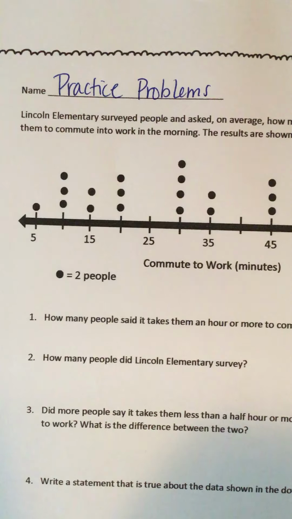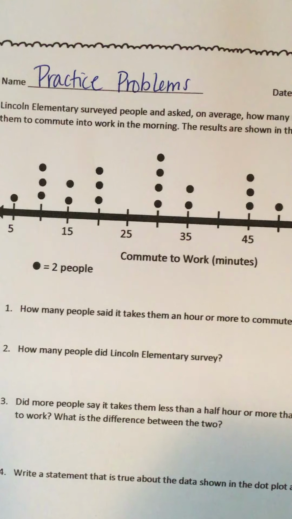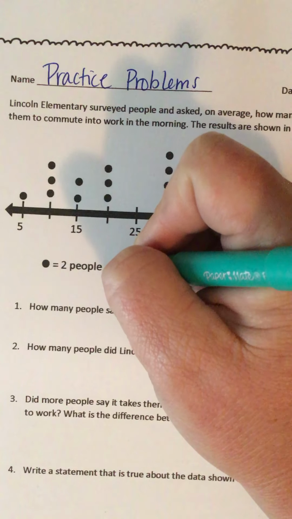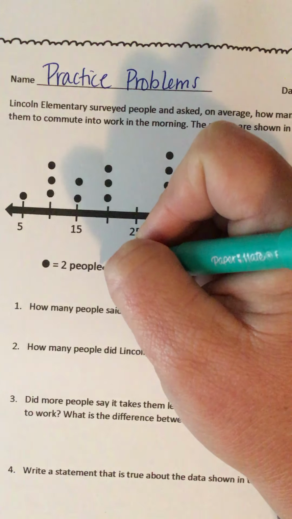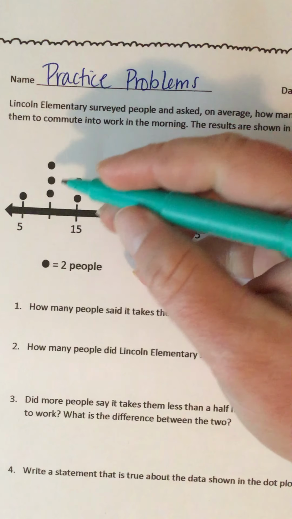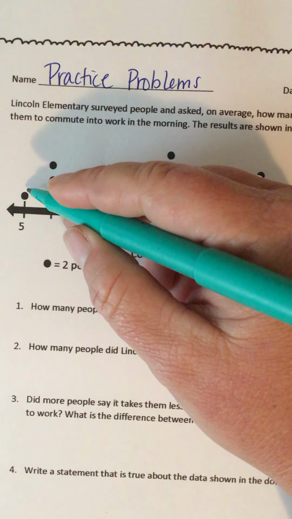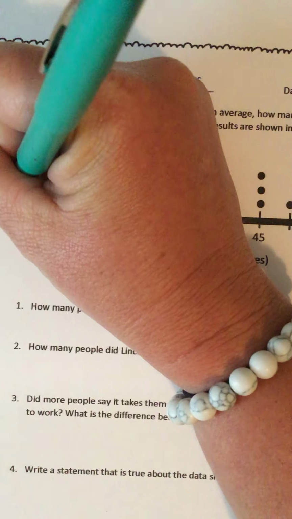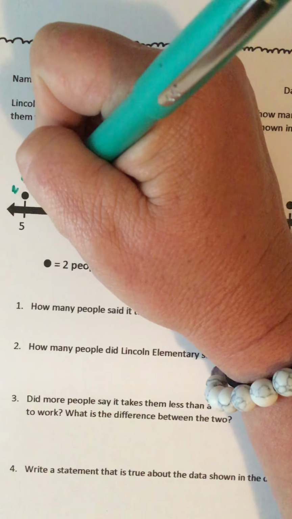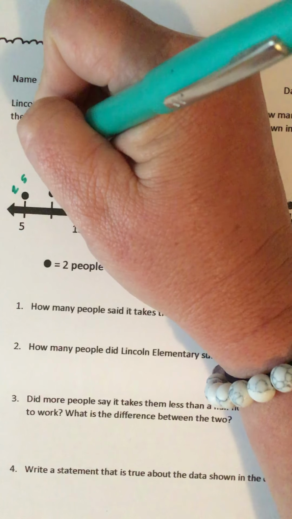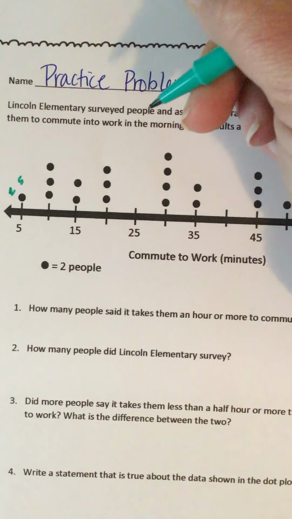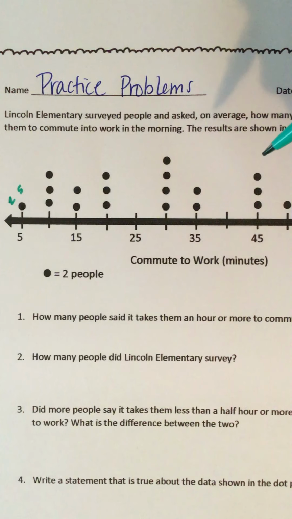So you have your dot plot right here. And each dot represents 2. So be careful. This is not 1, this is 2. So there are 2 5s right here. Okay, there are 2, 4, 6 10s. All right, so just be careful with that when you're going through your lesson today.